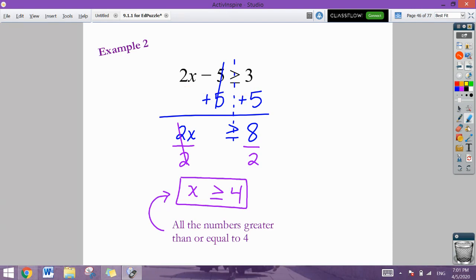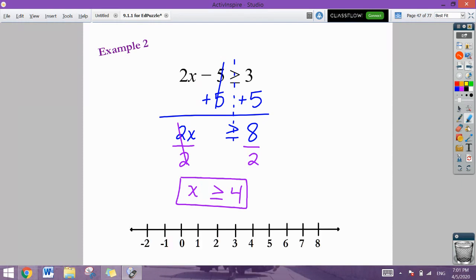Go ahead and set up a number line. Let's graph all of our solutions. Greater than or equal to 4 means you're going to put a closed dot at 4 right there, and you're going to highlight all of the numbers greater than or equal to 4. Closed dot, highlight everything greater than or equal to 4. All of those numbers are solutions. All right, good job.